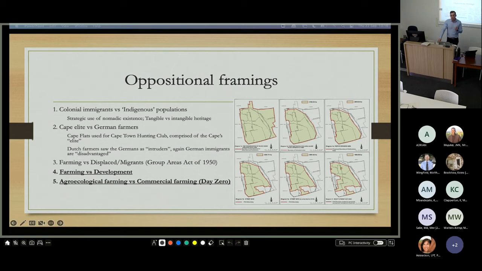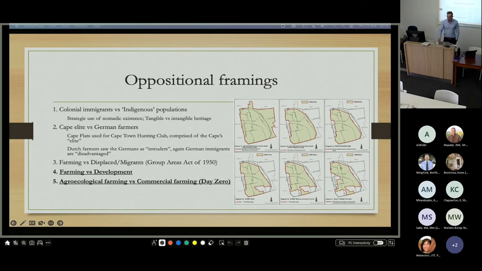Sometimes one can take an analysis that the colonial always came in with a lot of power, but even with the German immigrants coming in, they were sort of not seen as insiders to some degree by the Dutch farmers. The Dutch farmers tried to push against this, but they had the support of the British administration, so they prospered or got allotments of land, etc.